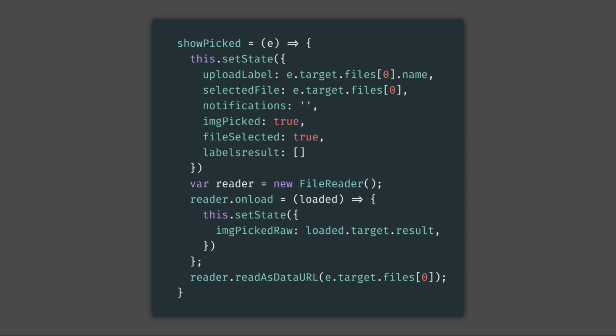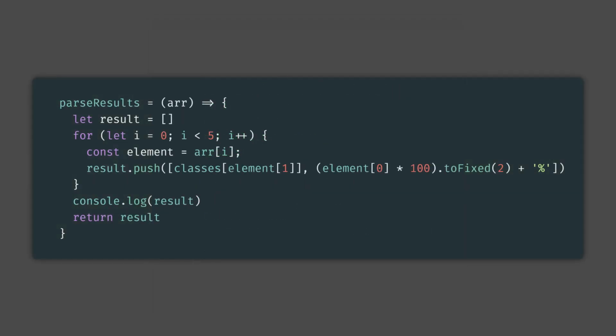With that event, we retrieve the file data. We use the FileReader API to read the data of the file. We then store this data in the imagePickedRaw state variable. In this one, we parse the results and give the top 5 predictions. The predictions are already sorted in the back end. We loop over the first 5 results and then we index them with the correct class, and we give the percentage the right format.